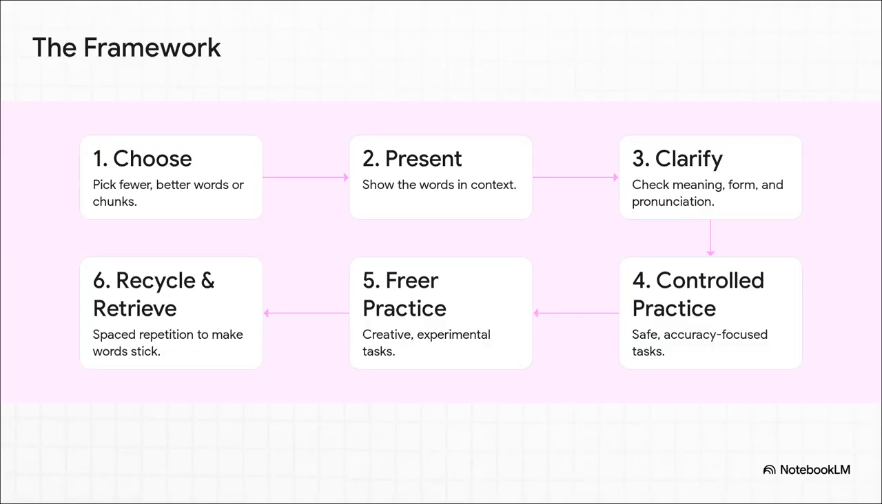We start by choosing fewer but better words. Then we present them in a rich context, clarify all the details, give students some safe, controlled practice, and then let them get creative with some freer practice. And the final step, the one that changes everything, is number 6, recycling and retrieval. Let's zoom in on a couple of the most important parts.